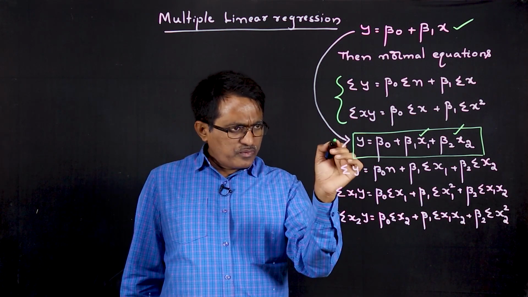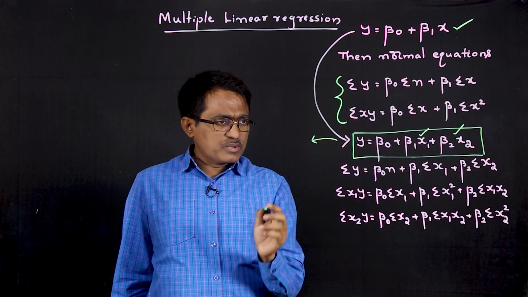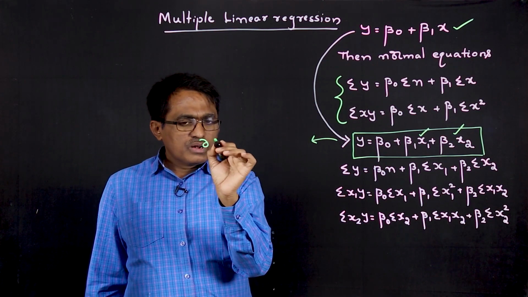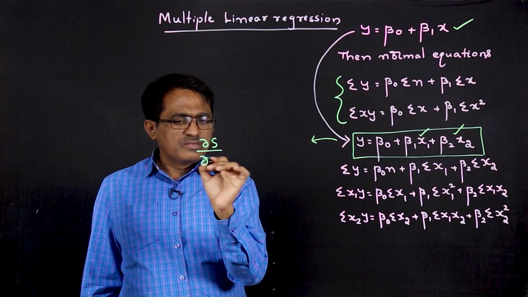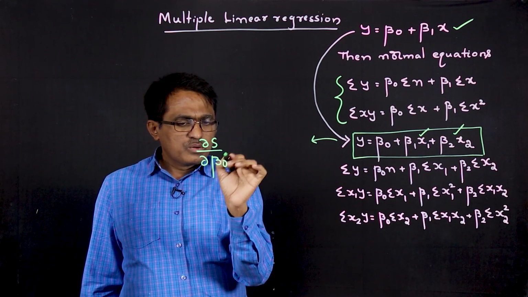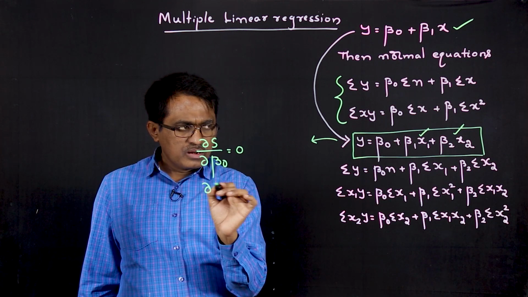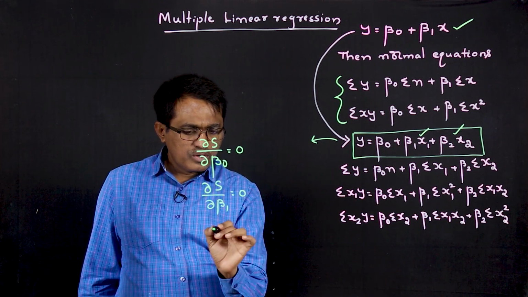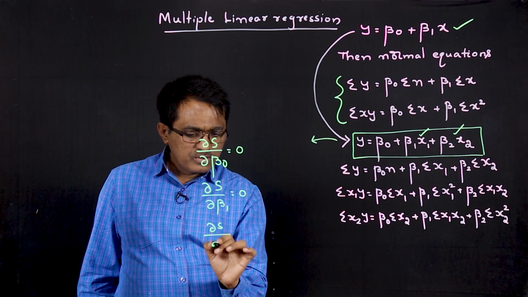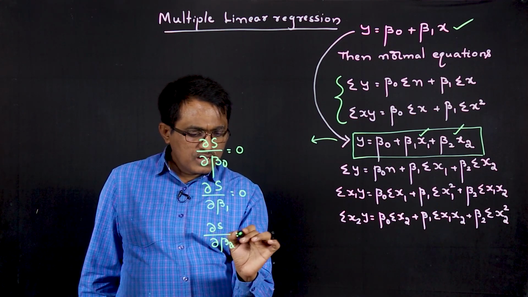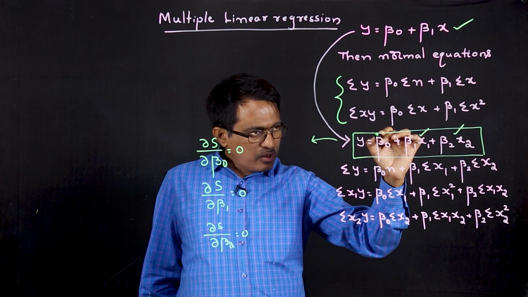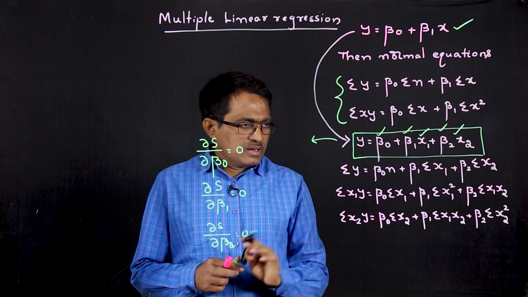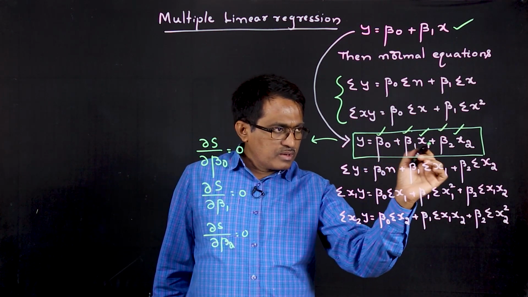Then in the same fashion as what we discussed for y equal to beta naught plus beta 1 x, here we have to repeat the process by taking dou S by dou beta naught equal to 0, dou S by dou beta 1 equal to 0, dou S by dou beta 2 equal to 0. Because here we have to find the values of beta naught, beta 1 and beta 2, that is, we have to minimize the error with respect to beta naught, beta 1 and beta 2.